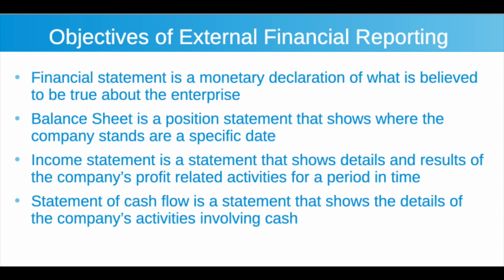Objectives of financial reporting. A financial statement is a monetary declaration of what is believed to be true by the enterprise. Now, these include the balance sheet, income statement, and statement of cash flows. A balance sheet shows things like the company's assets, liabilities, and equity. The income statement shows revenues, aka what is the company selling, how much money did they make, and their expenses, things like salaries expense. And finally, a statement of cash flows, which shows the inflow of cash and the outflow of cash, aka how is the company spending its money.